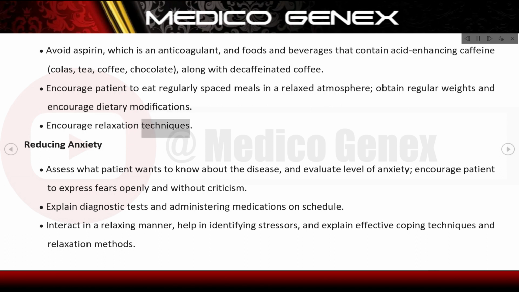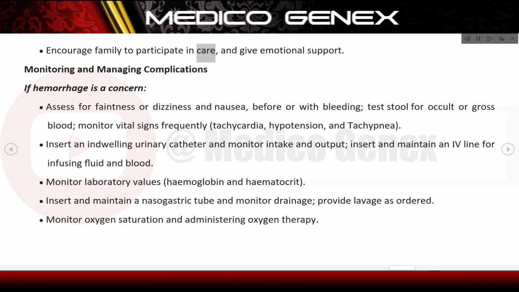Encourage relaxation techniques. Reducing anxiety. Assess what patient wants to know about the disease, and evaluate level of anxiety. Encourage patient to express fears openly and without criticism. Explain diagnostic tests and administer medications on schedule. Interact in a relaxing manner, help in identifying stressors, and explain effective coping techniques and relaxation methods. Encourage family to participate in care, and give emotional support.